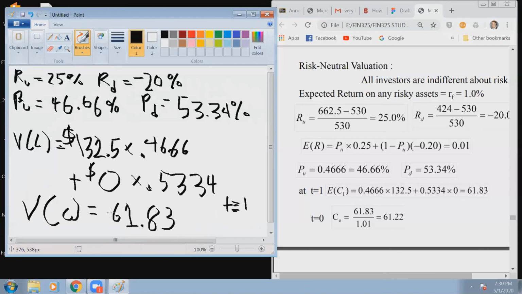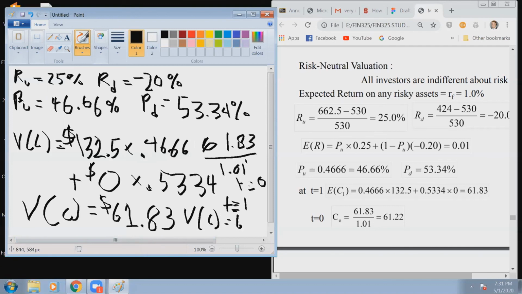And what we have to do now, just like we did for the last method, is we need to actually discount this value of the call back to the present. And that's really simple to do. We already know how to do that. We just take $61.83 and you divide by 1 plus the interest rate, which we know to be 1%, to the power of t, which in this case is just 1 year. So if you do this calculation, you will get the present value of the call at t equals 0 to be $61.22.